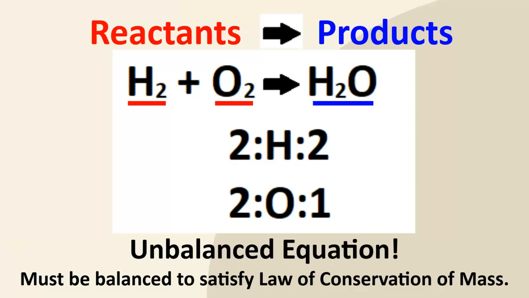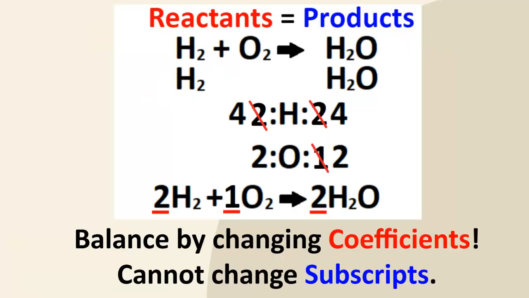Here we see an unbalanced equation. On the left side of the arrow, we have our reactants. On the right side of the arrow, we have our products. Counting our atoms, there are 2 H's on the left and 2 H's on the right. There are 2 O's on the left, but only 1 O on the right. So currently, it does not satisfy the law of conservation of mass.